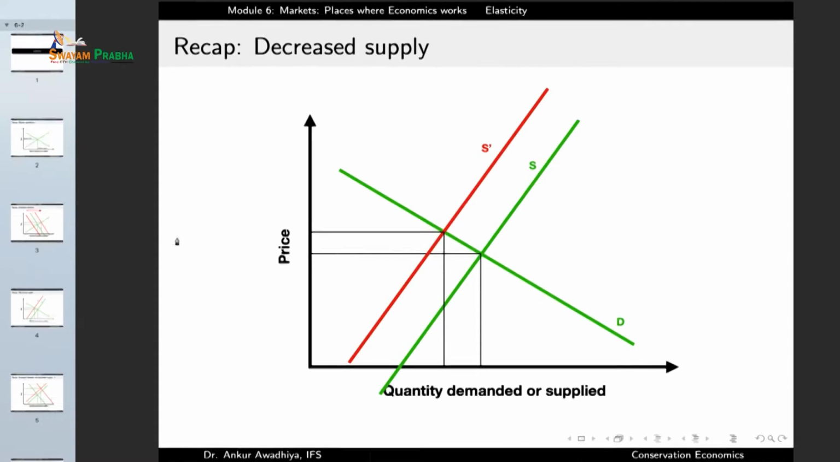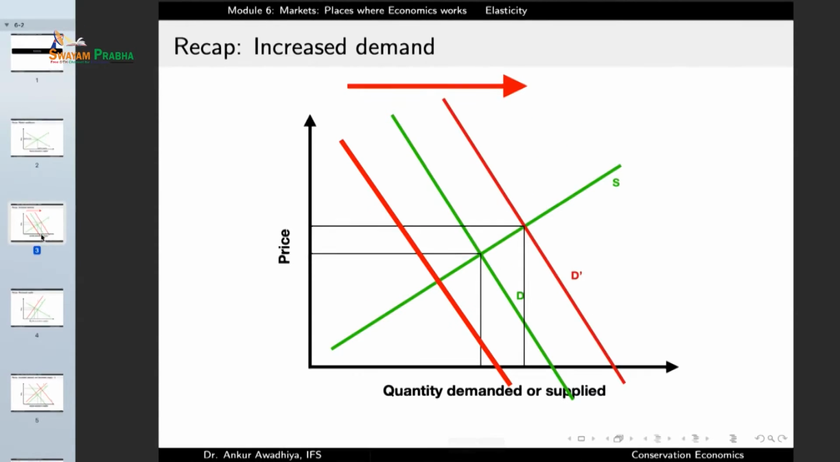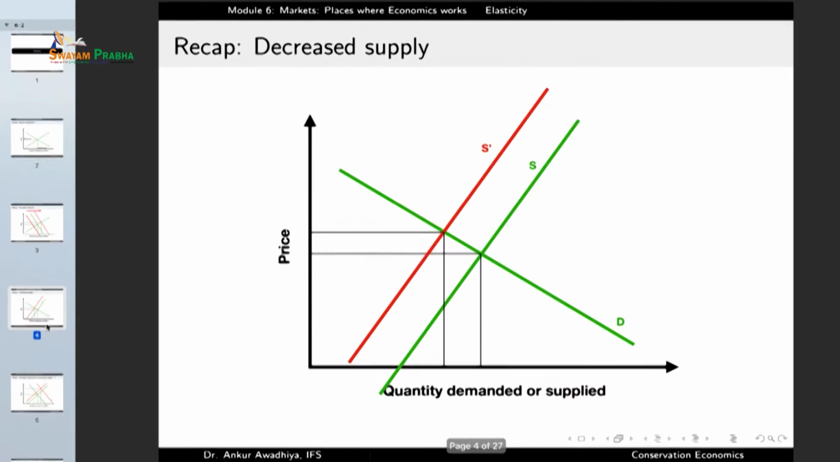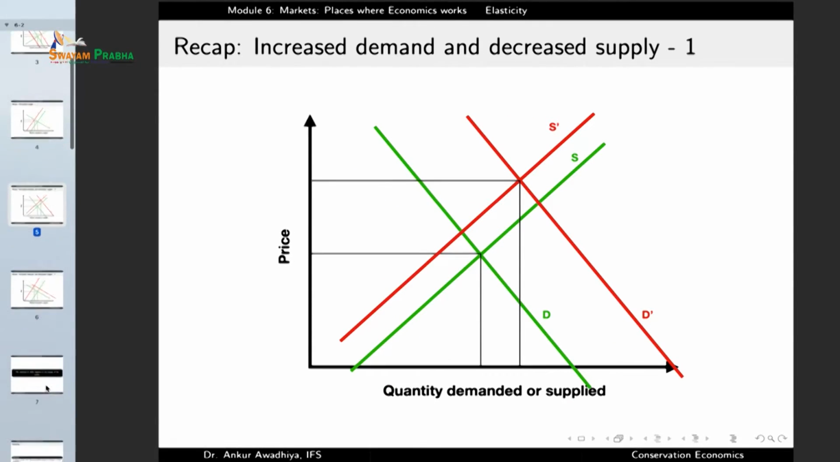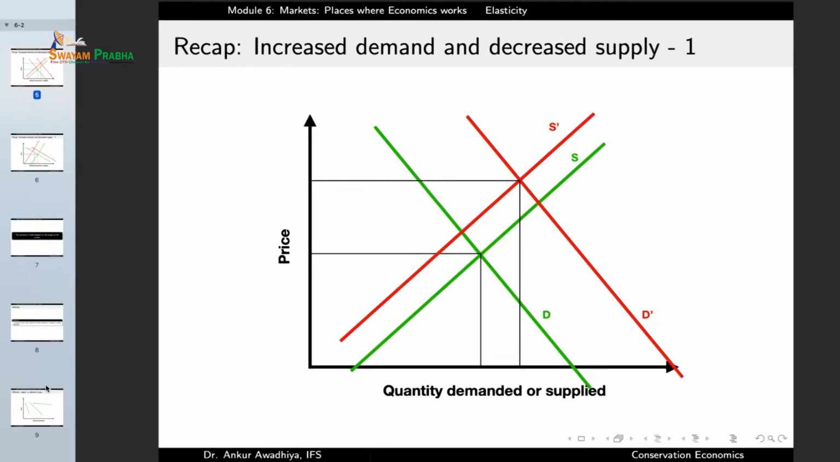Now, when both of these processes happen together, that is, there is an increase in demand and a decrease in supply, then we observed that the price will increase, but the quantity that is demanded or supplied may either increase or decrease. So we saw that if the situation is like this, this is the earlier demand curve, this is the new demand curve, which is showing that there is an increase in the demand. This was the earlier supply curve. This is the new supply curve, which is telling us that there is a decrease in supply.